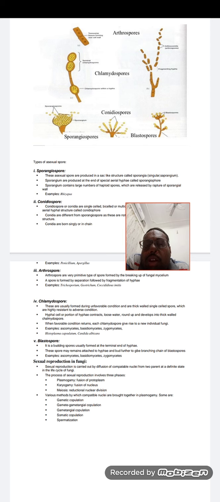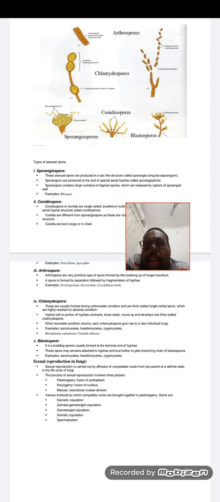Next is known as chlamydospores. This is one of the most common asexual reproduction techniques which fungi follow during unfavorable conditions. The hyphal portion comes in contact with the water and will burst out, and when the favorable conditions come, it will grow into an individual fungus. That is one of the main techniques for chlamydospores.